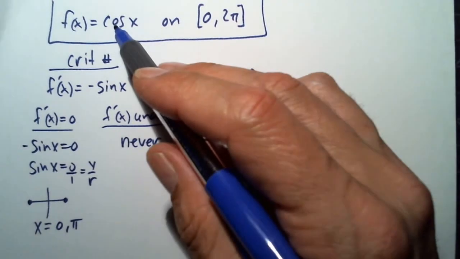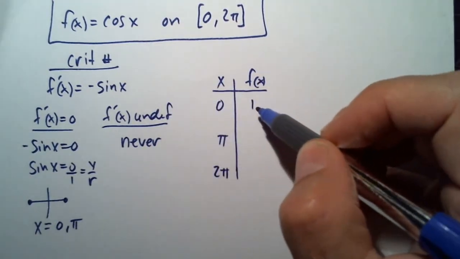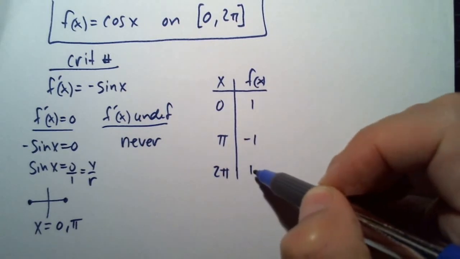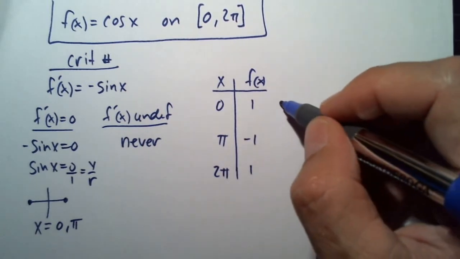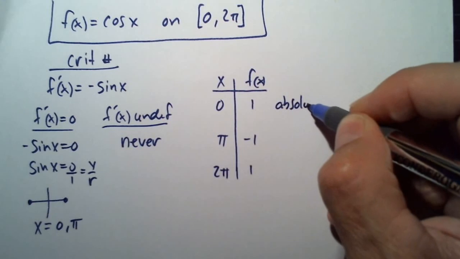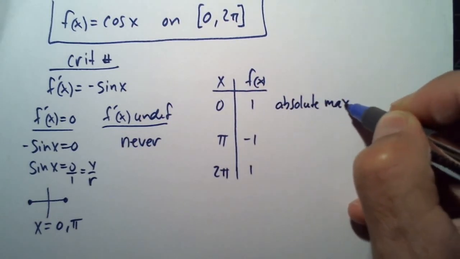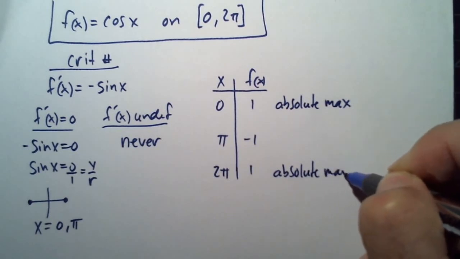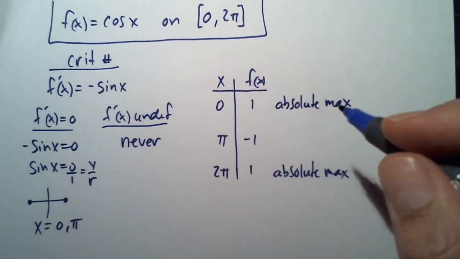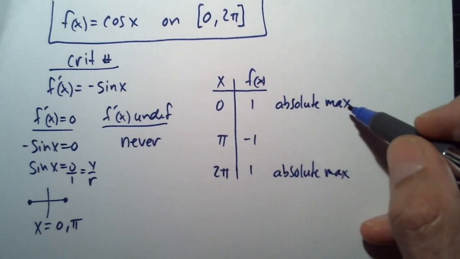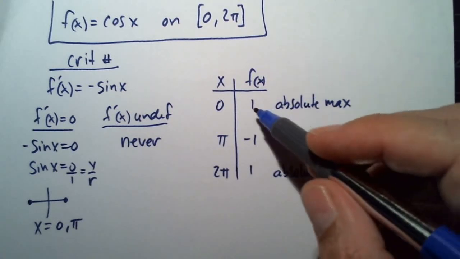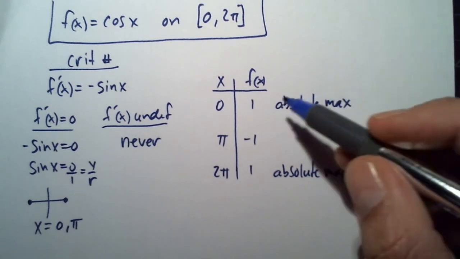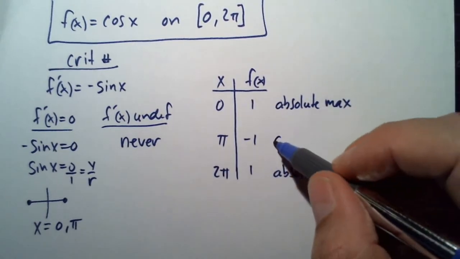So let's evaluate cosine at 0. That equals 1. Cosine at pi is -1. Cosine at 2 pi is 1. So it's a repeated absolute maximum. When we talk about an absolute maximum, it doesn't have to be a location on the graph, it's just the y value. So we see that the absolute max is 1, even though it occurs twice.